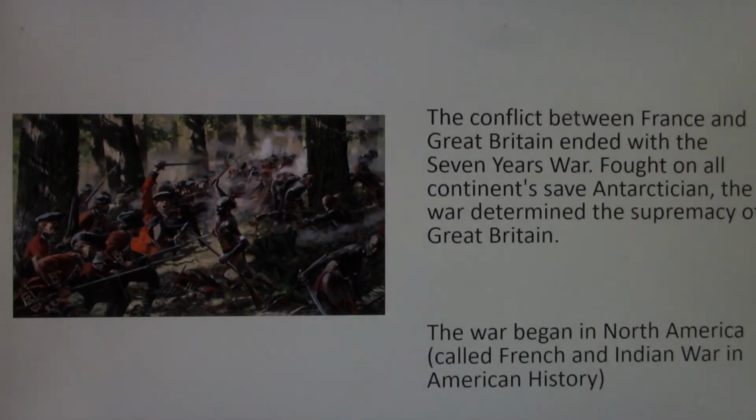defeating the French. The conflict between the French and the English are part of a bigger war called the 7 Years' War. Now, the 7 Years' War will actually start in Europe, but it will be fought in every continent save Antarctica. The war itself will determine the supremacy of the British throughout the world. Now, when you study this war in American history, it is called the French and Indian War. Now, here is a brief rundown of the war.